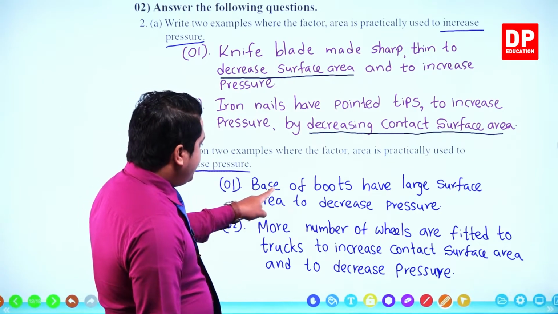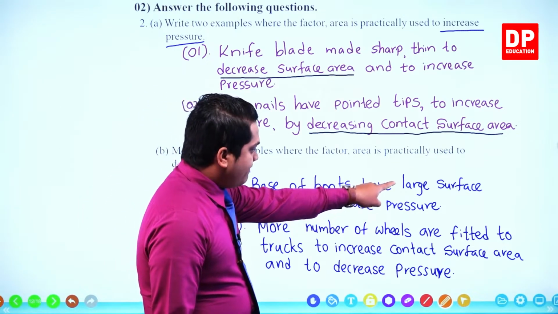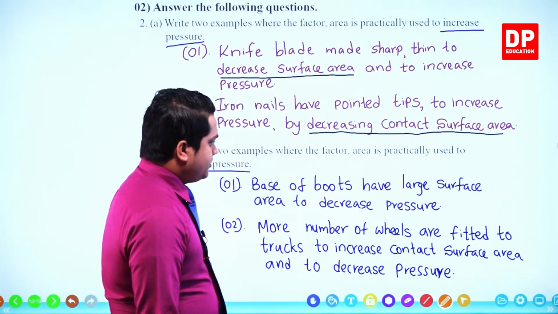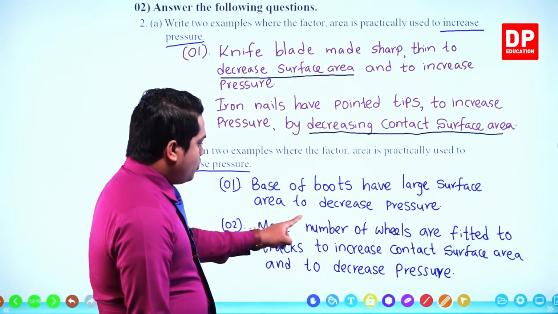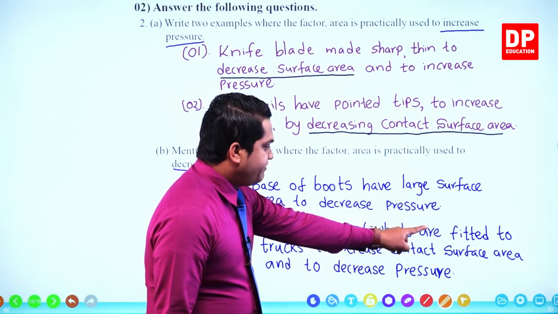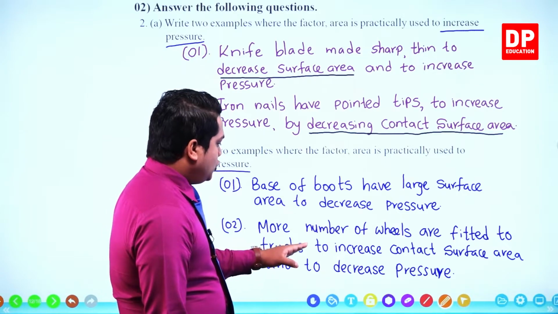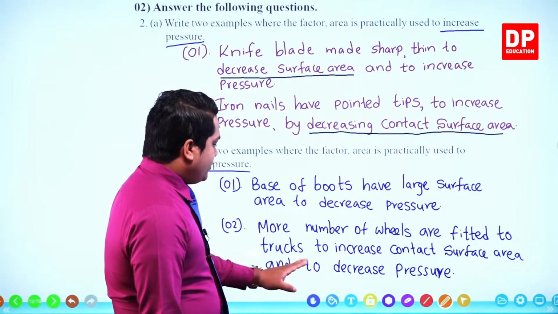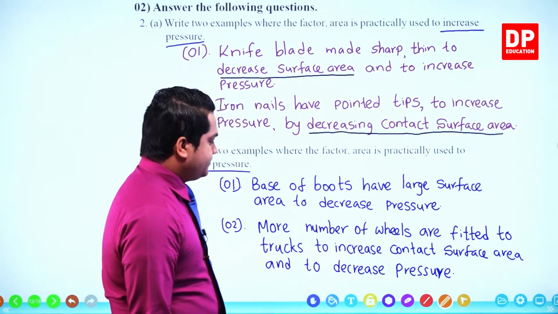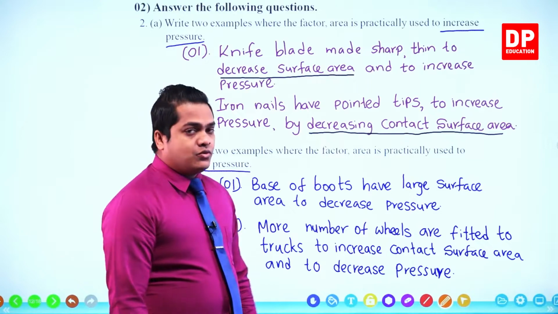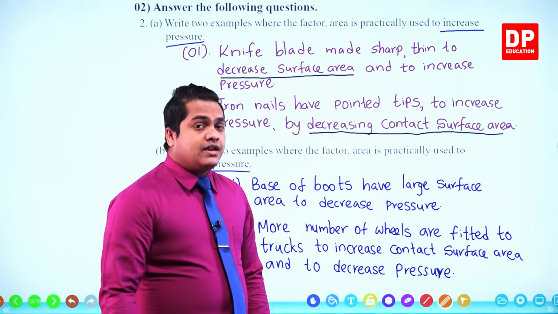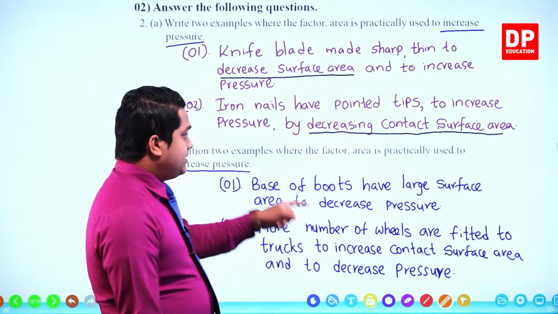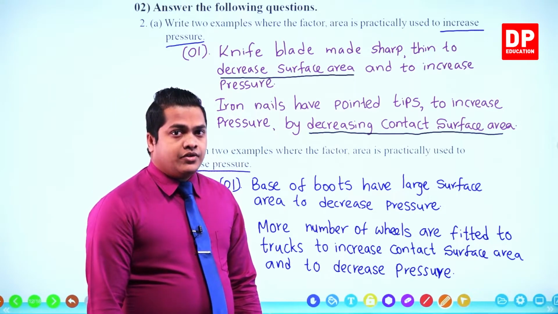Number 1, base of boots have large surface area to decrease pressure. Then more number of wheels are fitted to trucks to increase contact surface area and to decrease pressure, right? So these are two cases where we increase the surface area in order to do what? In order to decrease the pressure.